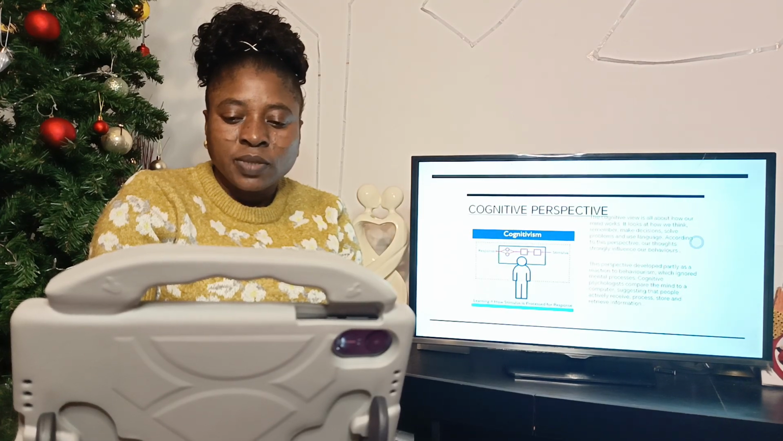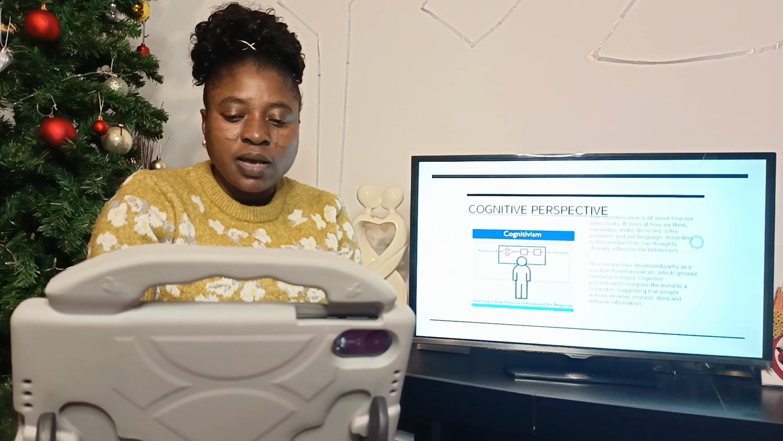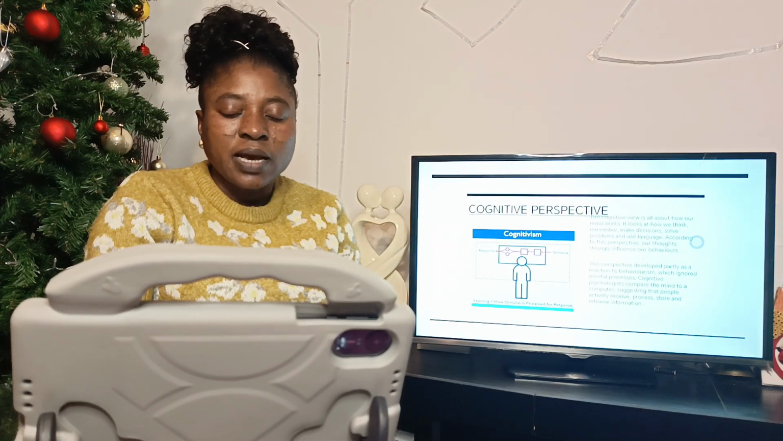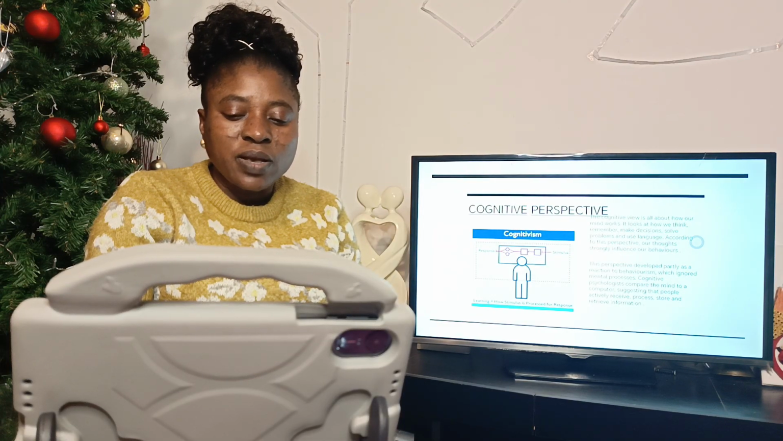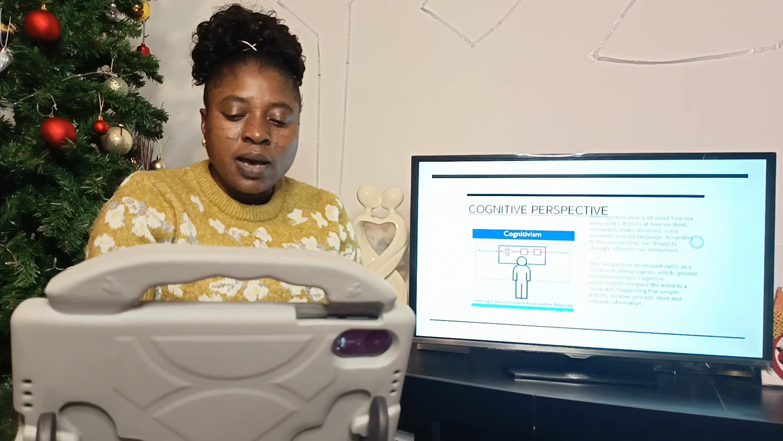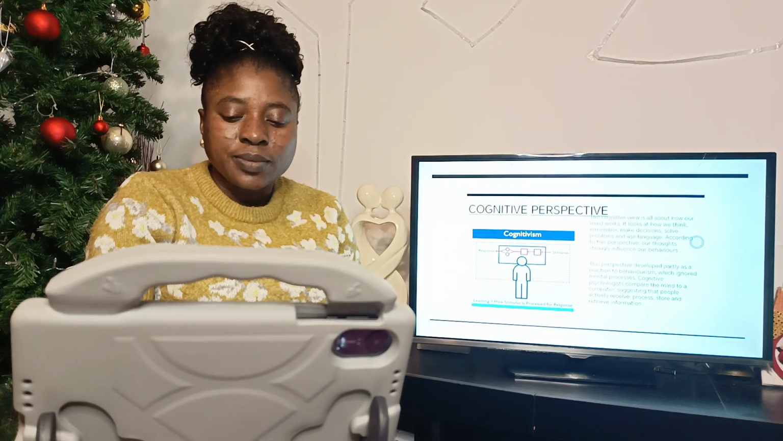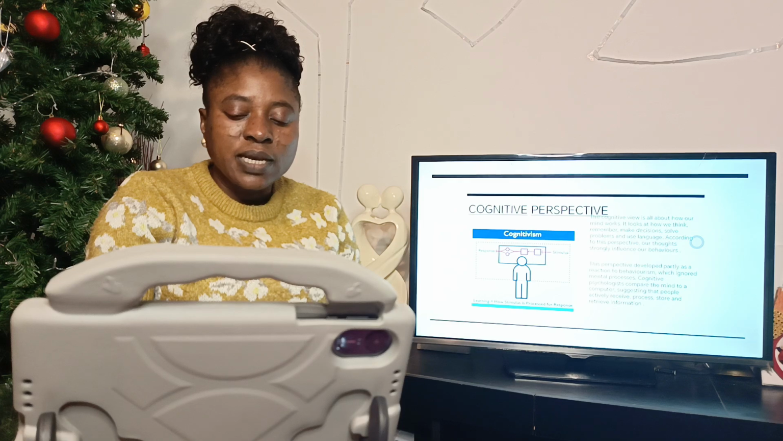Cognitive perspective. The cognitive view is all about how our mind works. It looks at how we think, remember, make decisions, solve problems, and use language. According to this perspective, our thoughts strongly influence our behaviors. This perspective developed partially as a reaction to behaviorism, which ignored mental processes. Cognitive psychologists compare the mind to a computer, suggesting that people actively receive, process, store, and retrieve information.